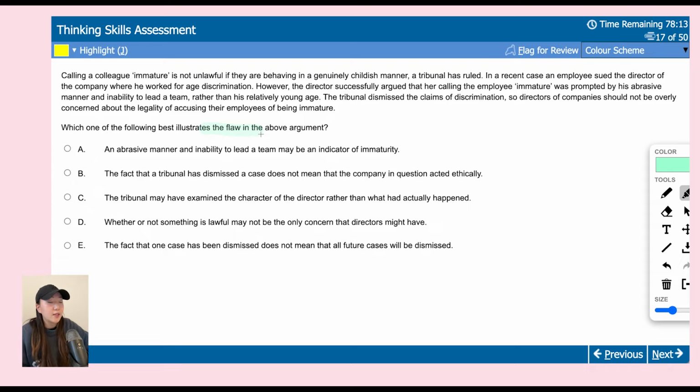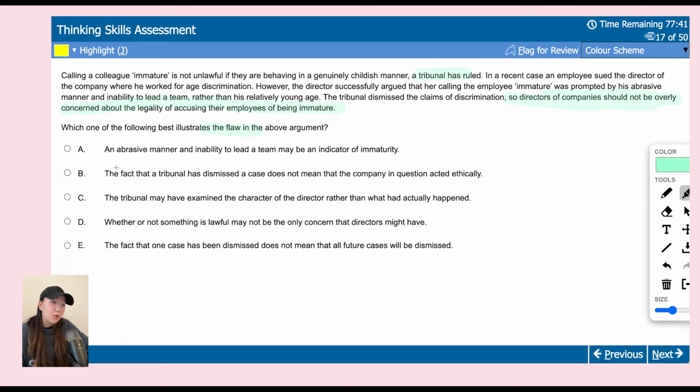So in this case, we've got: calling a colleague immature is not unlawful, a tribunal ruled. In a recent case, an employee sued the director of a company for age discrimination, but then the director actually won this because they said that it was a fair thing to call them immature because it's not about their age, it's just about their actual manner. So the tribunal dismissed this, and then we get the conclusion sentence here, which is, so directors of companies should not be overly concerned about the legality of accusing their employees of being immature.